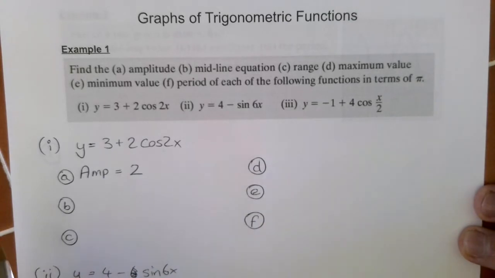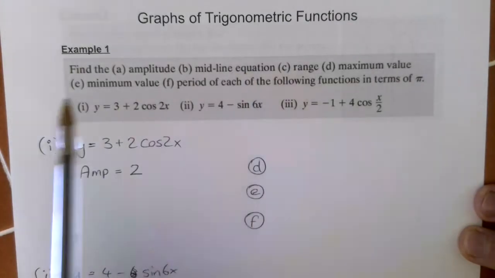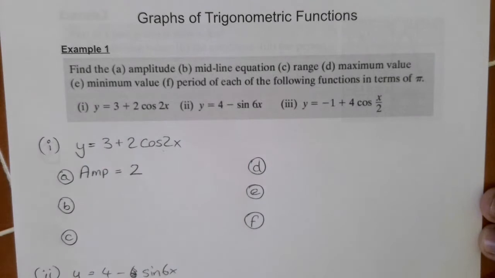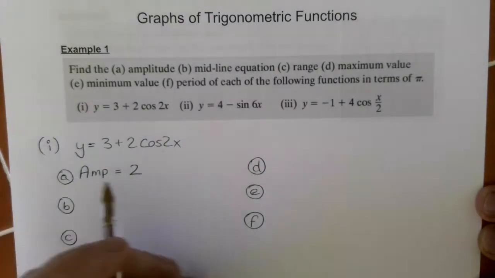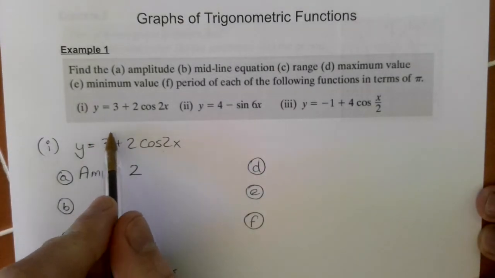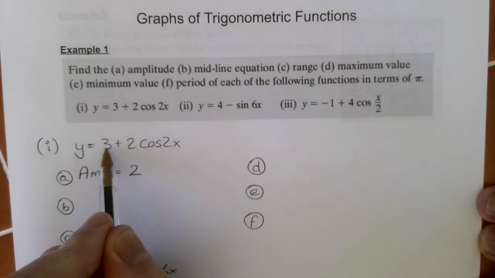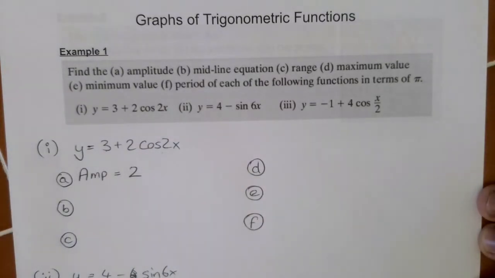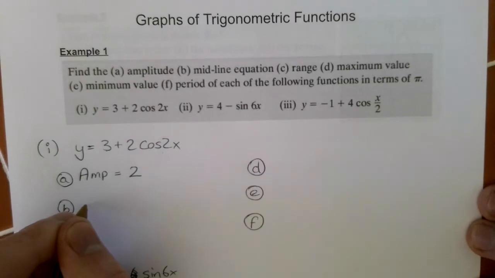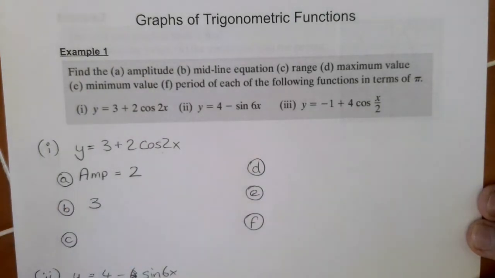The next one is the midline equation. So the midline equation means where it's actually going to start, or where the middle of the function is. That's always going to be, if there's a number in front of it, that number, or if there's no number in front of it, it's just going to be 0 itself. So the midline equation for this one is 3.